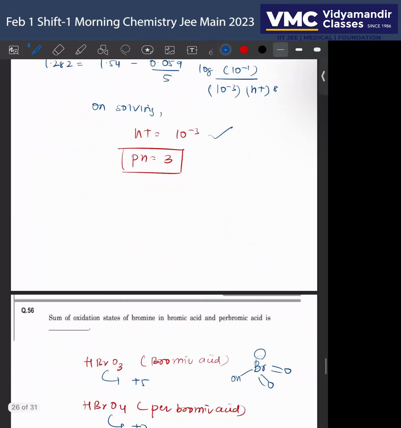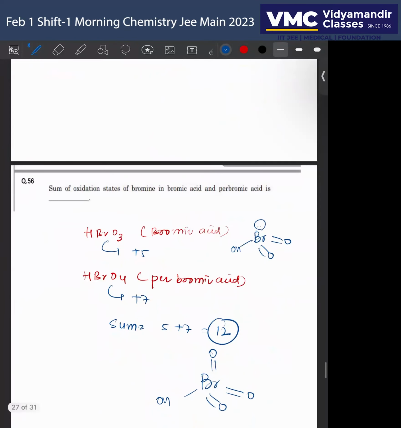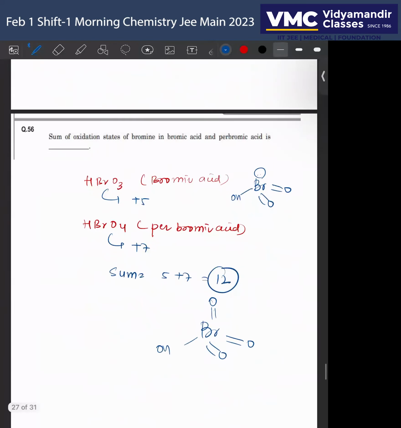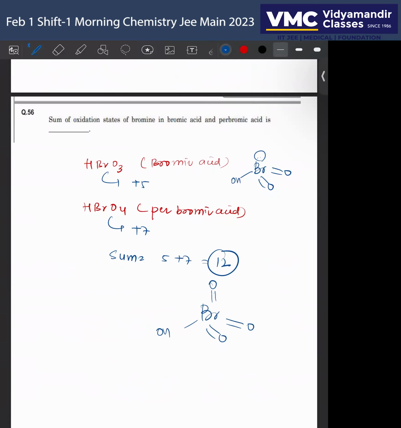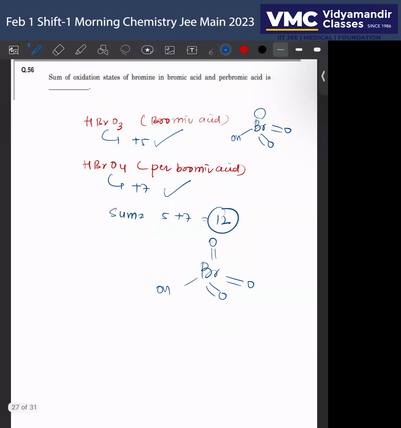Next, you have asked for the sum of oxidation states of bromine in bromic acid and perbromic acid. Bromic acid has a formula HBrO3, having a structure like this. The oxidation state for bromic acid is 5, and for perbromic acid it comes out to be 7. Therefore, the sum becomes equal to 12. So 12 is the correct answer.